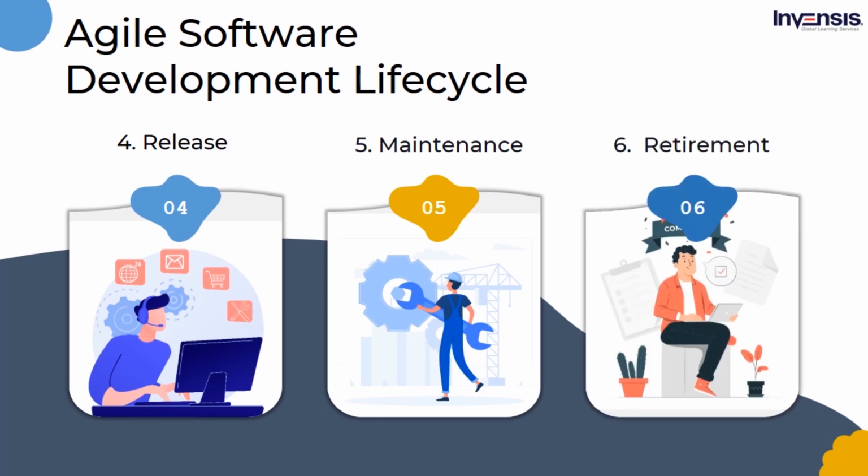Retirement: a product enters the retirement phase for one of two reasons. It is being replaced by new software, or the system has grown obsolete or incompatible with the organization over time. Users will be notified first by the software development team that the software is being decommissioned.